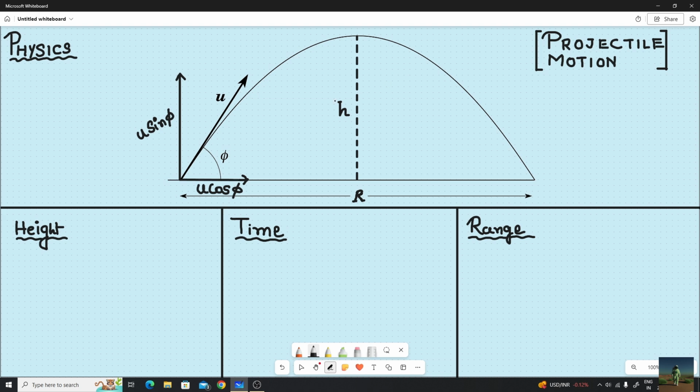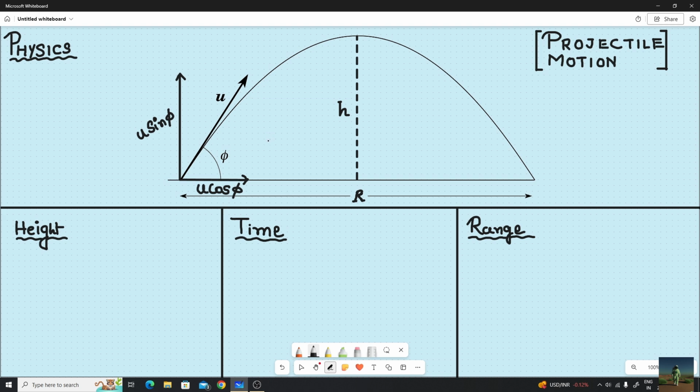Now, when you are talking about a projectile, I mean when you are projecting some particle with a velocity u at an angle phi with the horizontal plane, from your daily life experience you can say that this particle will go this way, and after some time it will touch the ground again. This motion is called projectile motion.